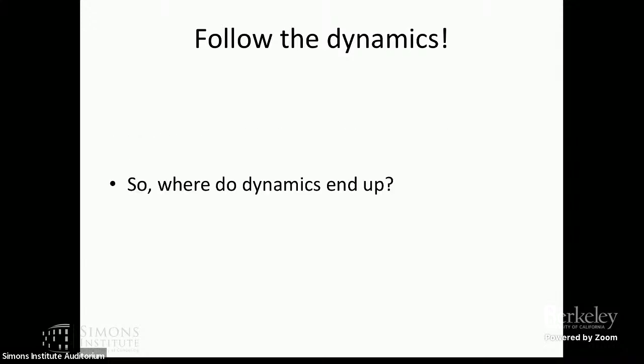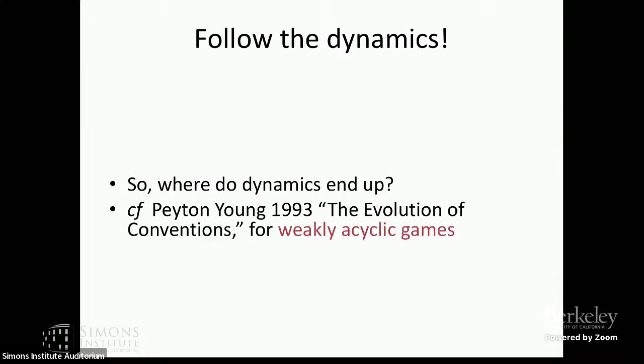So where do dynamics end up? That's the question. Let's fix the dynamics, and we can argue after that what it's going to be. Peyton Young, in 1993, wrote a beautiful paper, The Evolution of Conventions, and it gave a dynamics that works for something called weakly acyclic games. What is a weakly acyclic game? I'll try this on you, and if you don't understand what I'm saying, please interrupt me, ask questions.